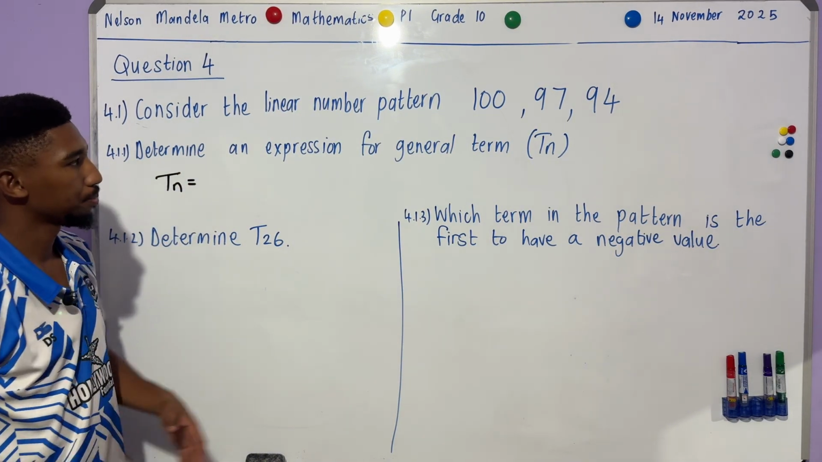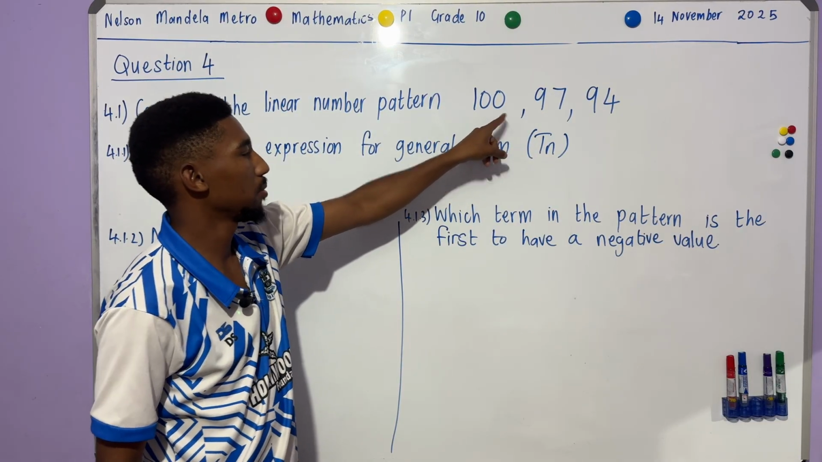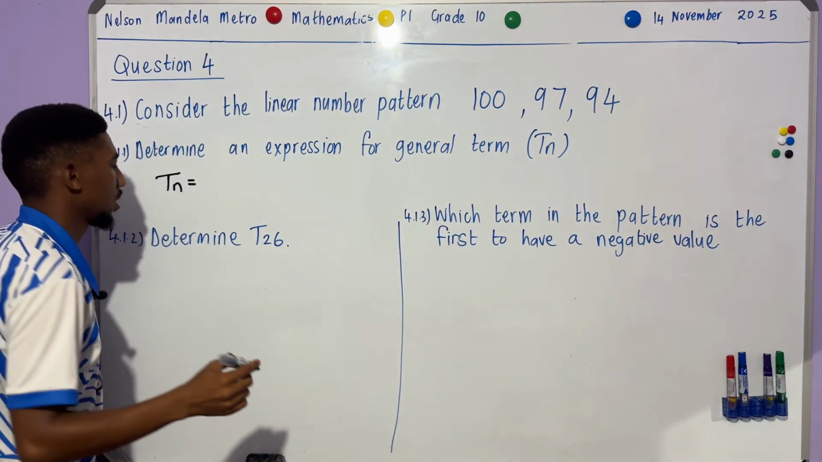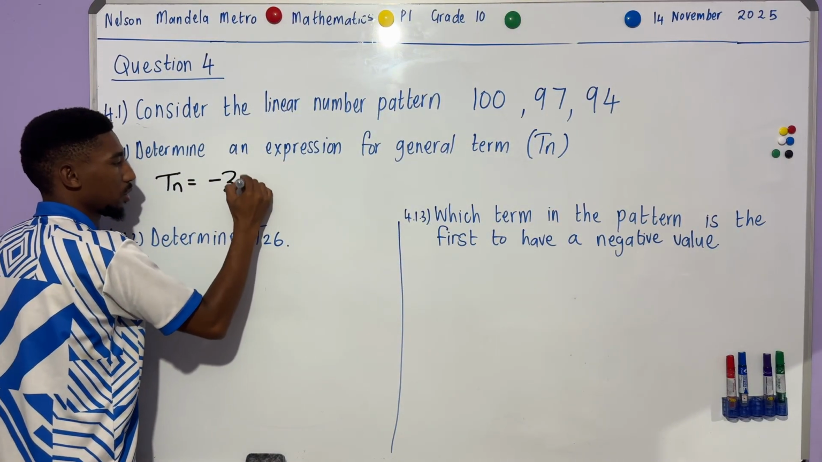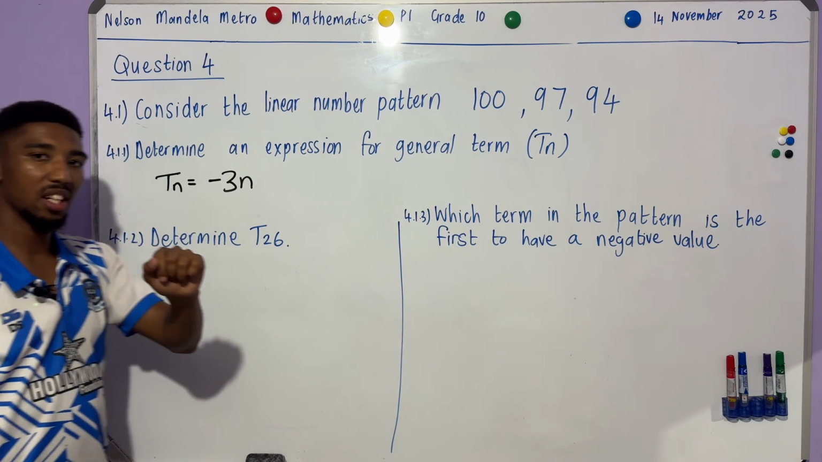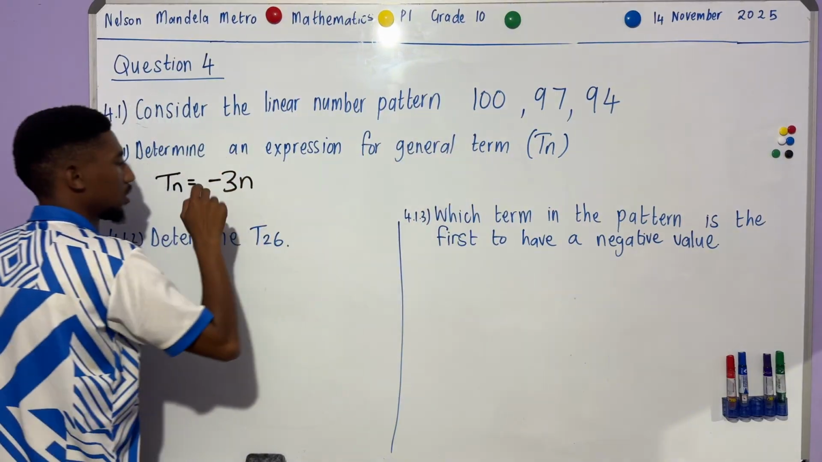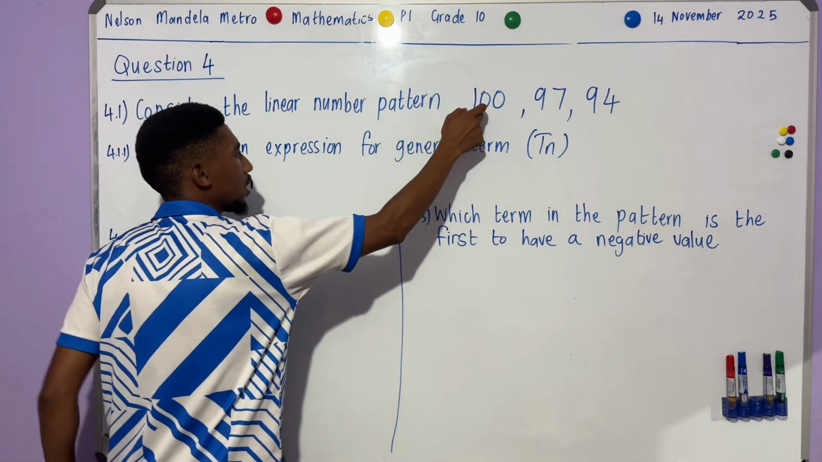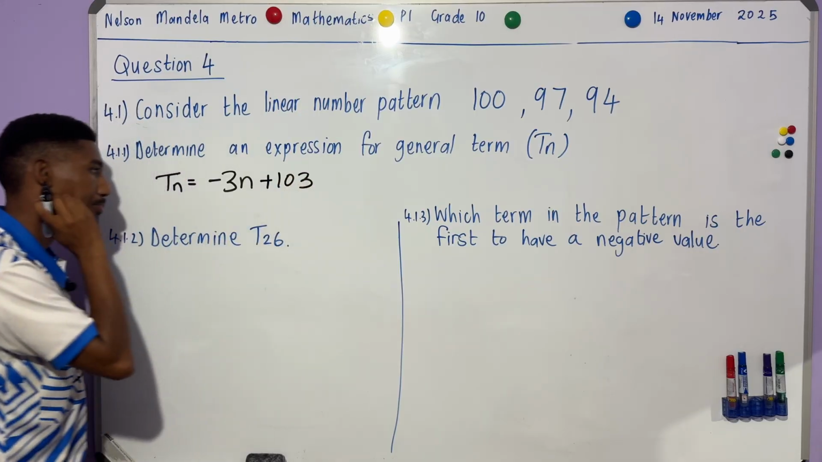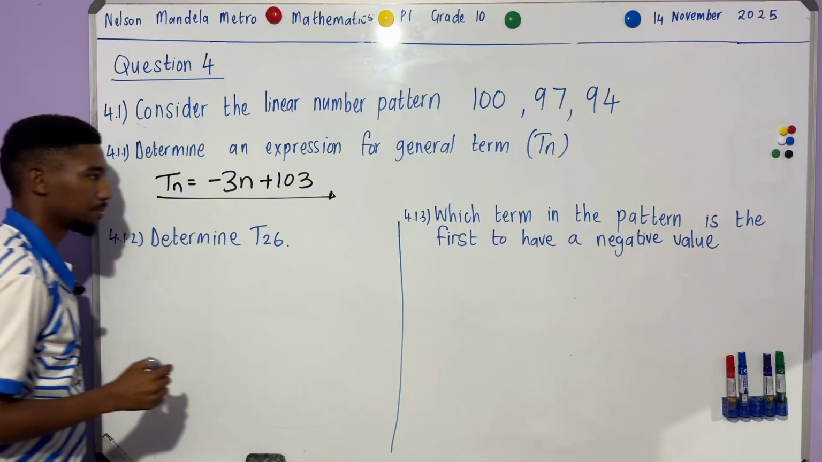Now what I like to do: what is the difference between the second term and the first term? I can see that to go from the first term to the second term, it is subtracting 3. So I put minus 3 in, right? That's always my difference. And then I ask myself, how do I go from minus 3 to the first term? I'm at negative 3. How do I get to 100? I simply have to add 103. And then this is my general term.